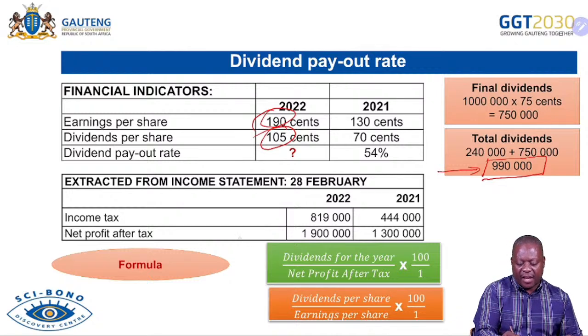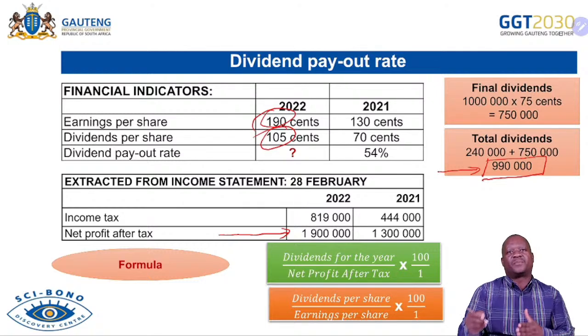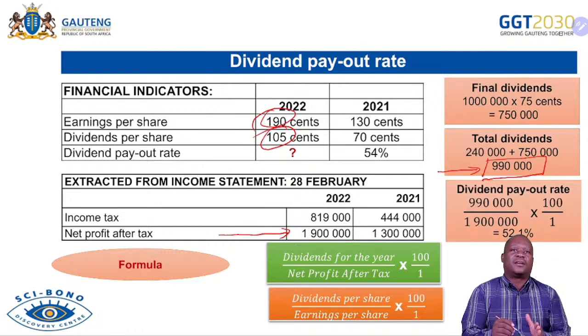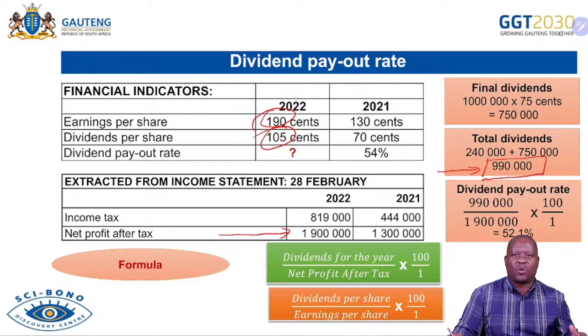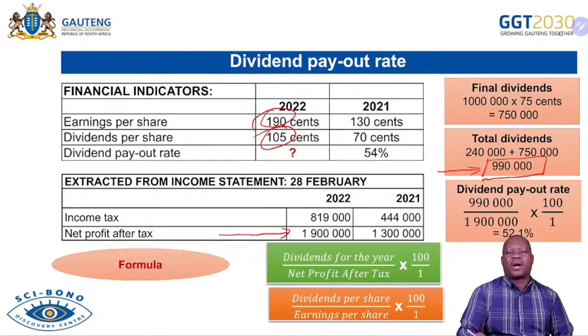Now, it therefore means we have got a figure that we are going to take into the formula. But remember, the other figure that is required is net profit after tax. Our formula needs those two figures. So let's put them into the formula and solve it and see what we get. It's going to be simple, guys. 990,000 divided by 1,900,000. We multiply by 100 over 1 because we want it as a percentage. And my calculator gave me 52.1%. Let's hope yours gives you the same.